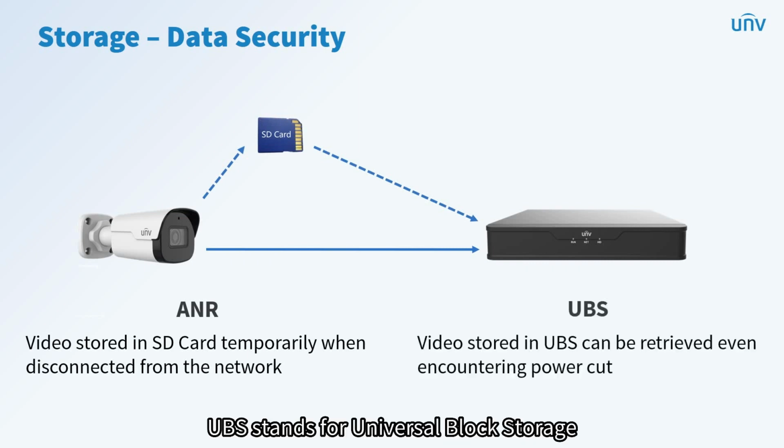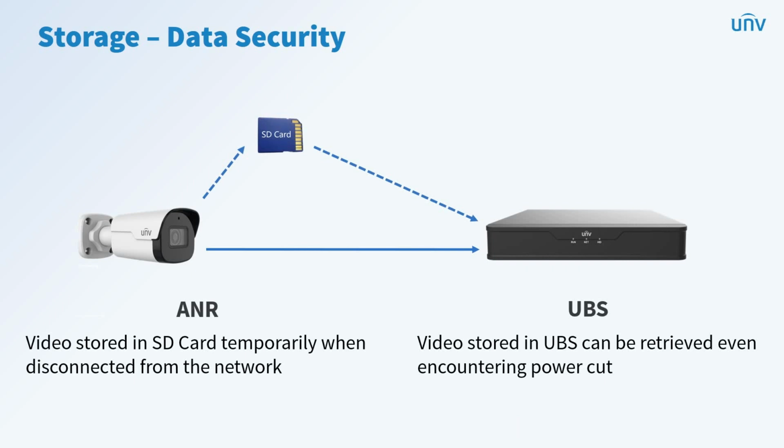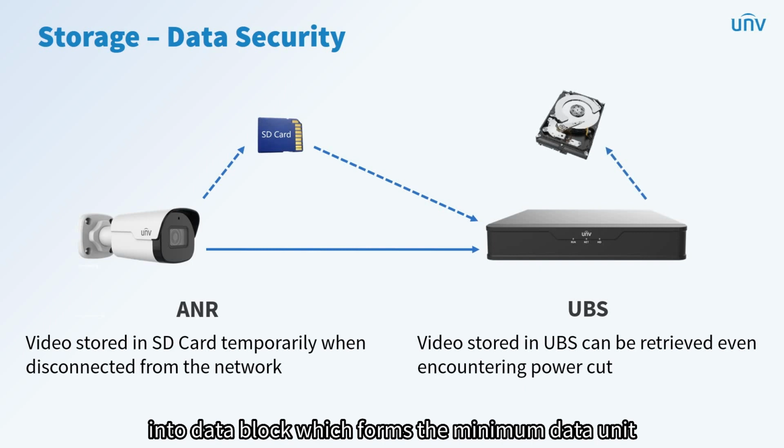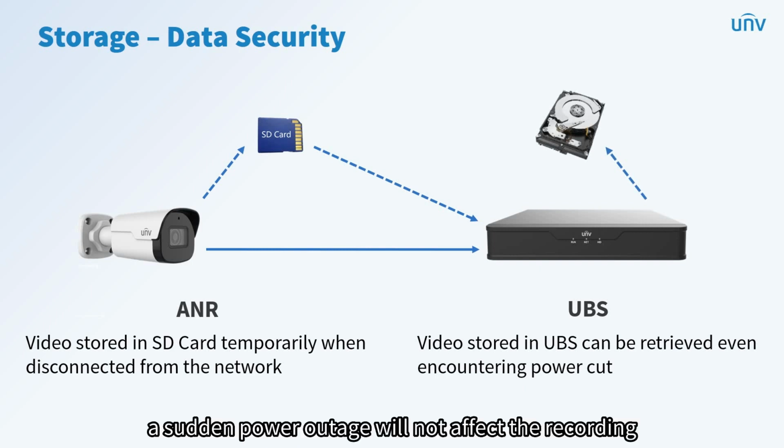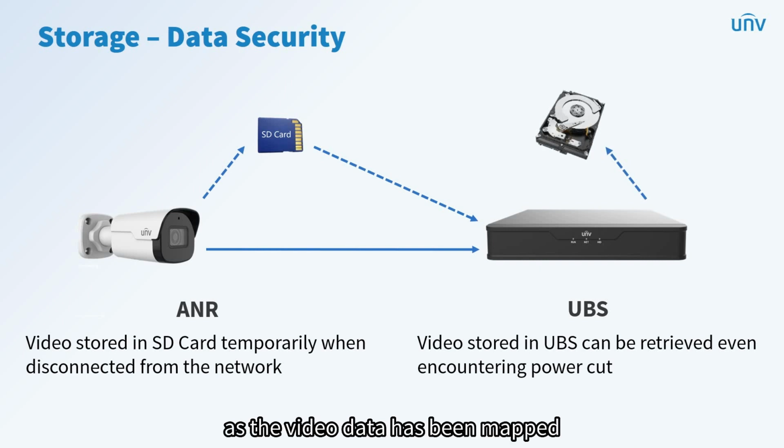UBS stands for Universal Block Storage. It divides and maps the video data into data block, which forms the minimum data unit. A sudden power outage will not affect the recording, as the video data has been mapped and written into hard drive.